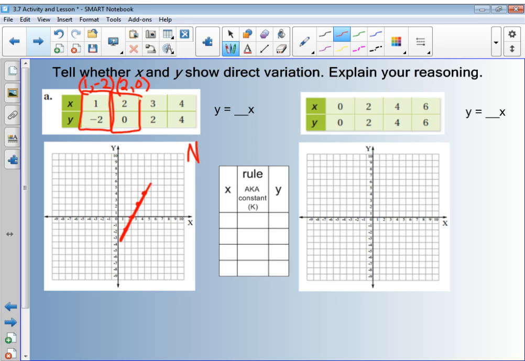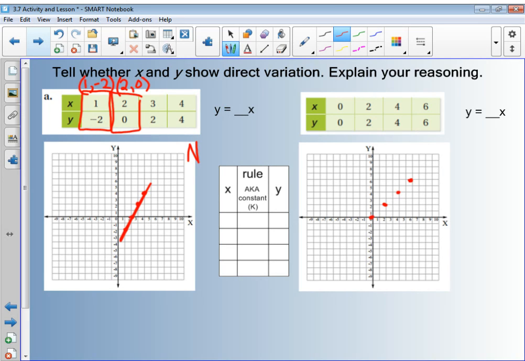So we don't even have to go through and solve for our rule. So we're going to go ahead and do the next one. If we plot this out, we're going to go over to 0, up to 0. So we can see that it's already passing through our origin, over to 2, up to 2, over to 4, up to 4, and over to 6, up to 6.